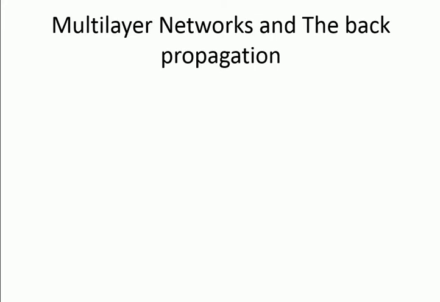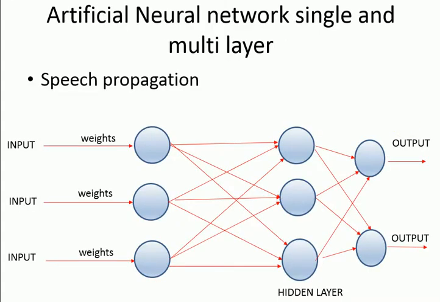Multi-layer network and the back propagation. So let us consider an example, speech recognition. Input values of the speech are given, and the aim is to get the output, which word has been spoken. That is one of the applications of a multi-layer network. The input is given and it identifies what word is spoken.